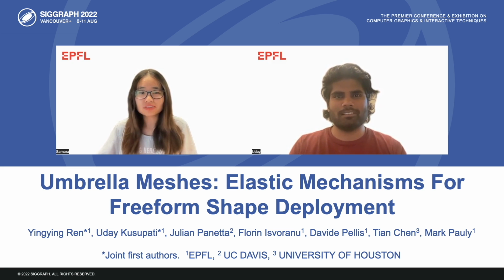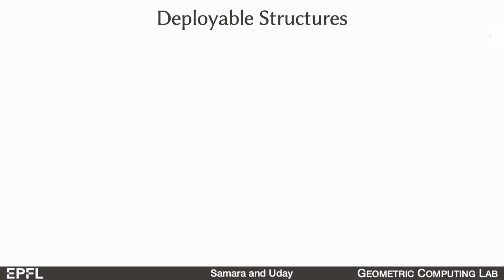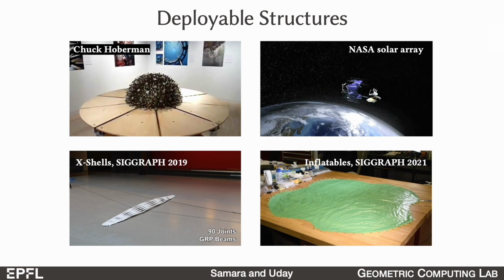I'm Samara. I'm Uday. Umbrella meshes are a new type of elastic mechanisms that deploy into doubly curved surface-like structures. Deployable structures are fascinating mechanisms that can transition between multiple configurations. They find applications in diverse fields including medical devices, space technology, or civil installations.